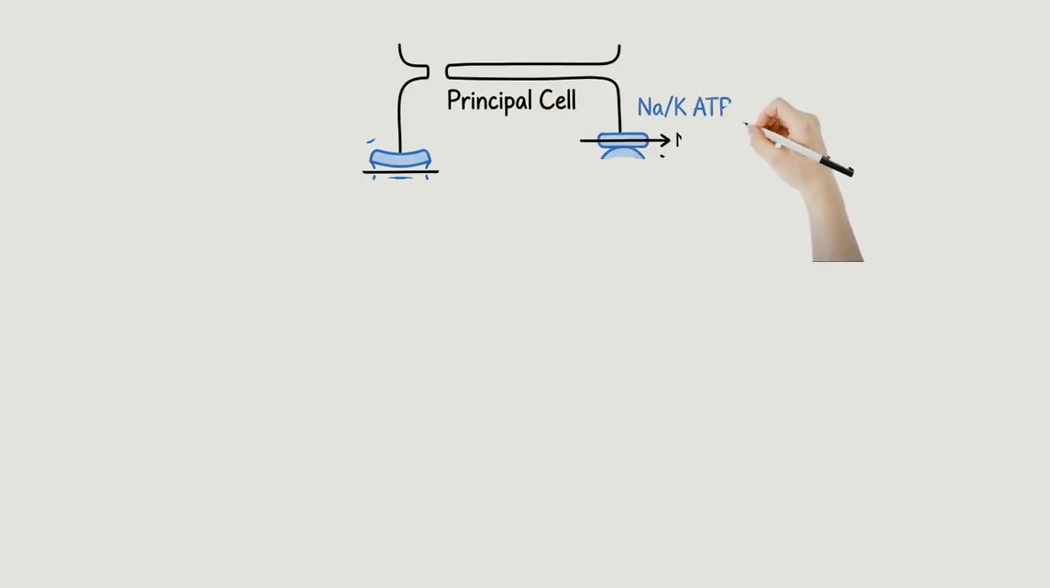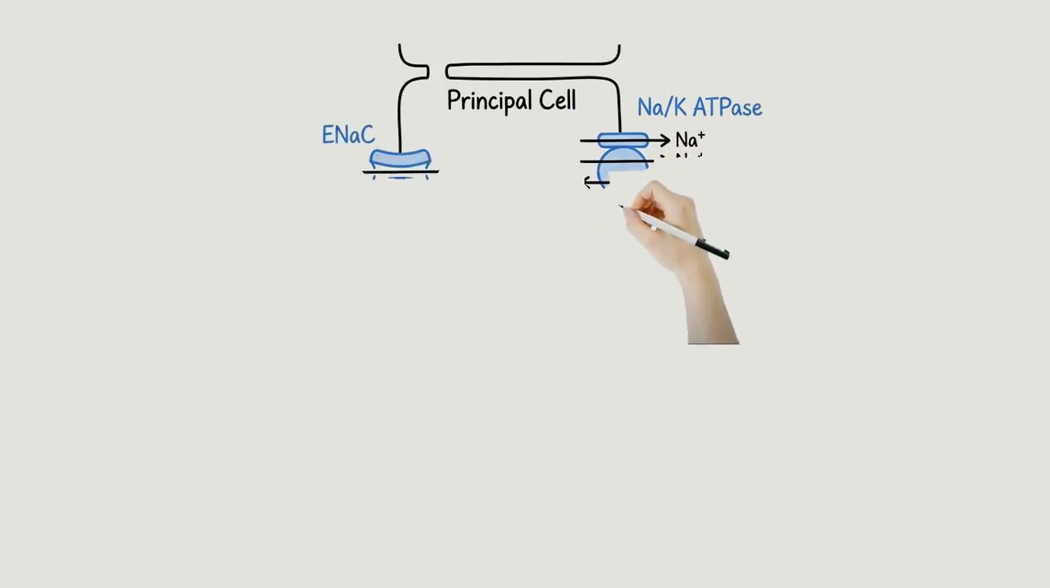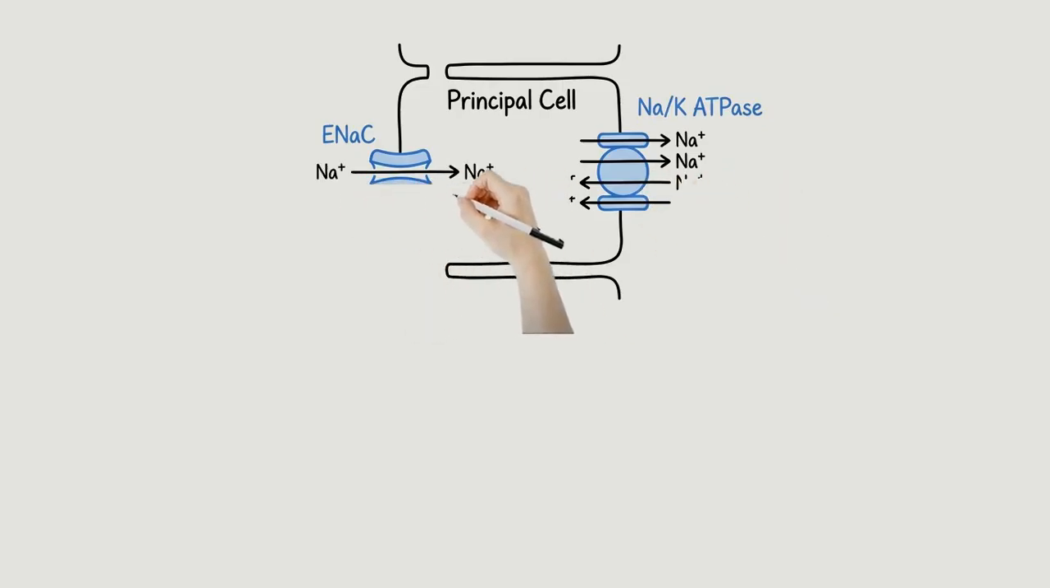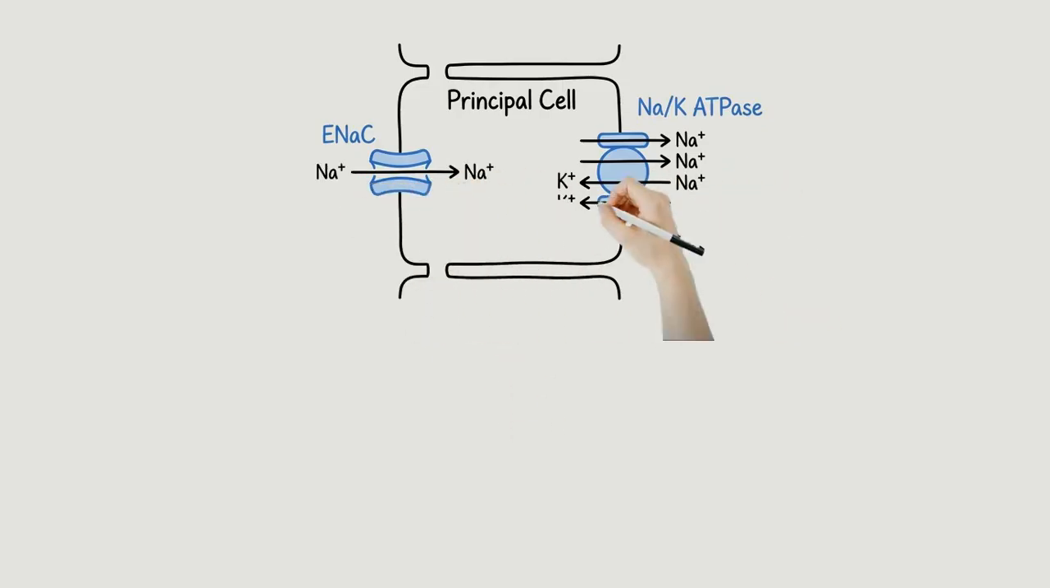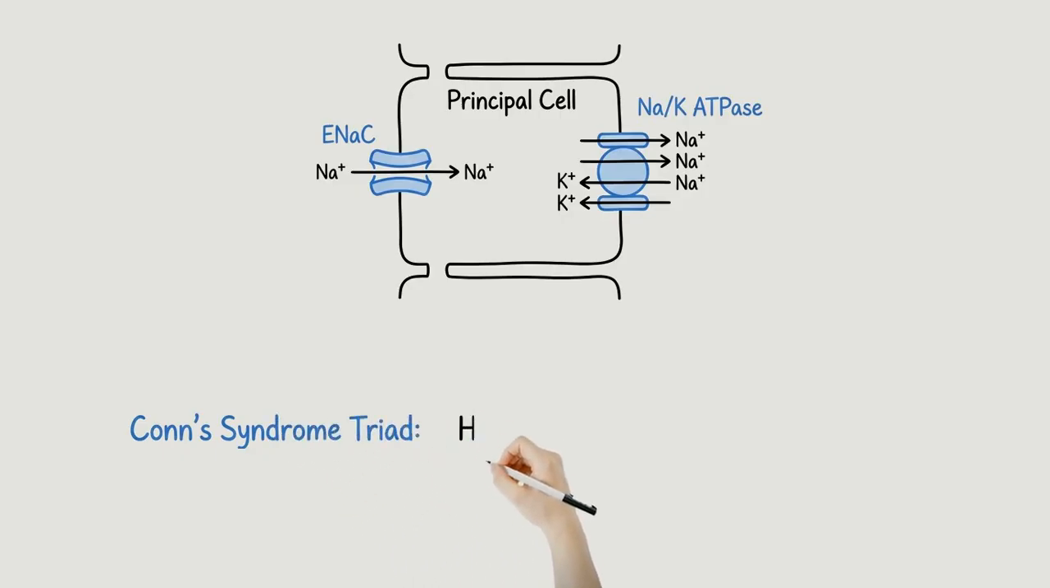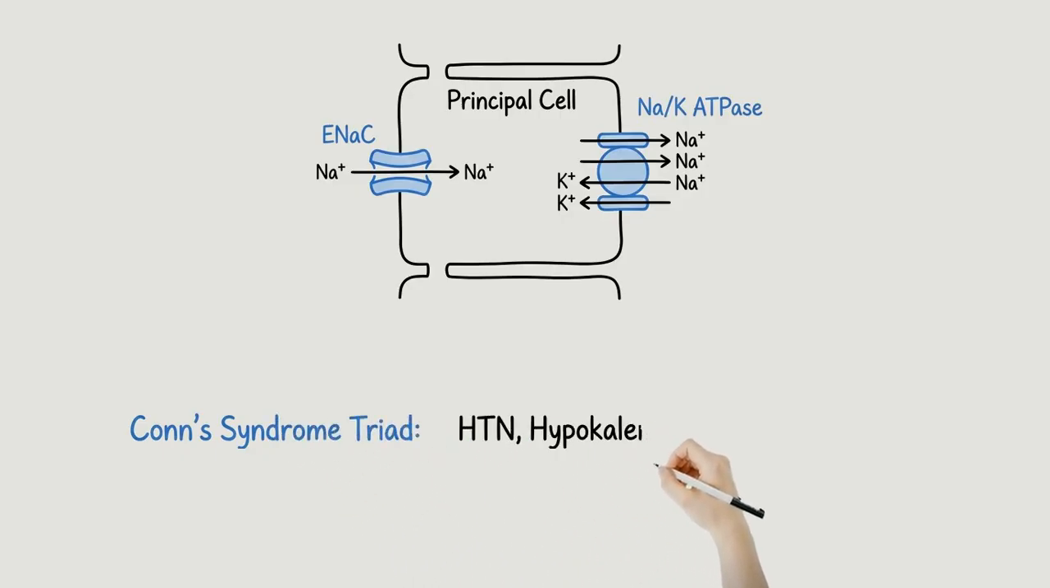Step 5 is aldosterone itself. Aldosterone acts on principal cells in the collecting duct. It upregulates ENaC channels on the luminal side, allowing sodium to enter the cell. It upregulates the sodium-potassium ATPase on the basolateral side, pumping sodium into the bloodstream. Water follows sodium, blood pressure rises. Potassium is excreted. Too much aldosterone gives you Conn syndrome, primary hyperaldosteronism.